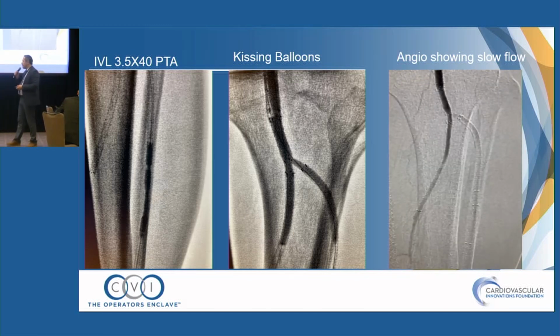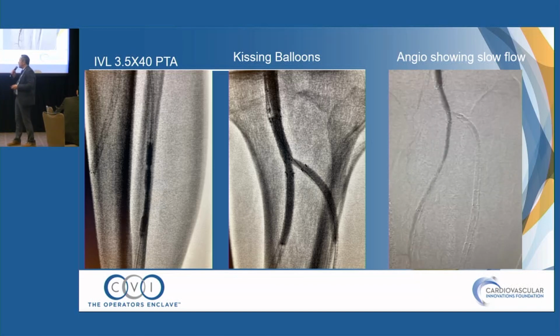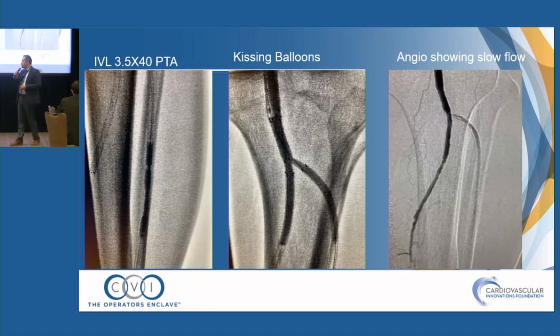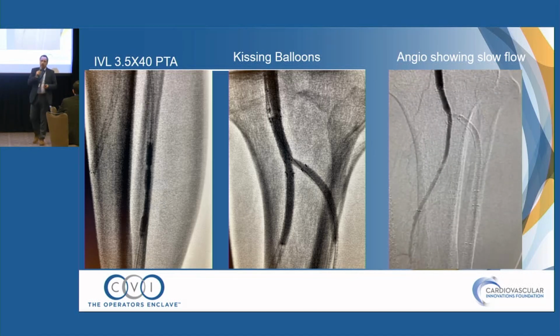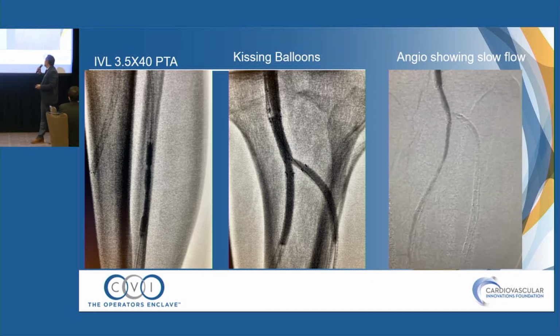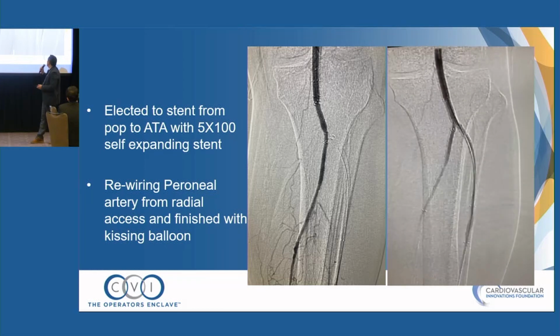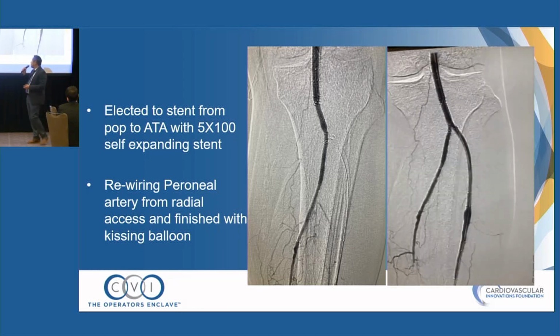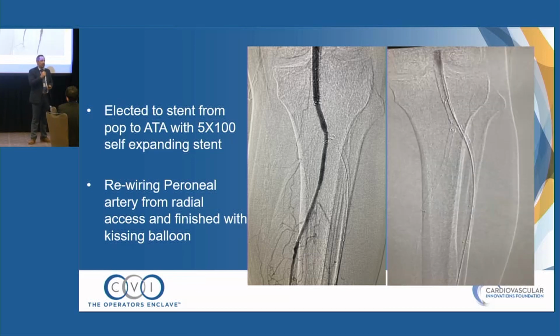It looked great till we pulled the wire back, and you can see the flow is really not great in the AT, so we know that's going to close. The peroneal has not achieved enough flow to keep the stent open, so we elected at this point to proceed with stenting in that location, which is not favorable. But this is the final result we had in this patient. That's 6 months ago, so he's been 6 months amputation-free.